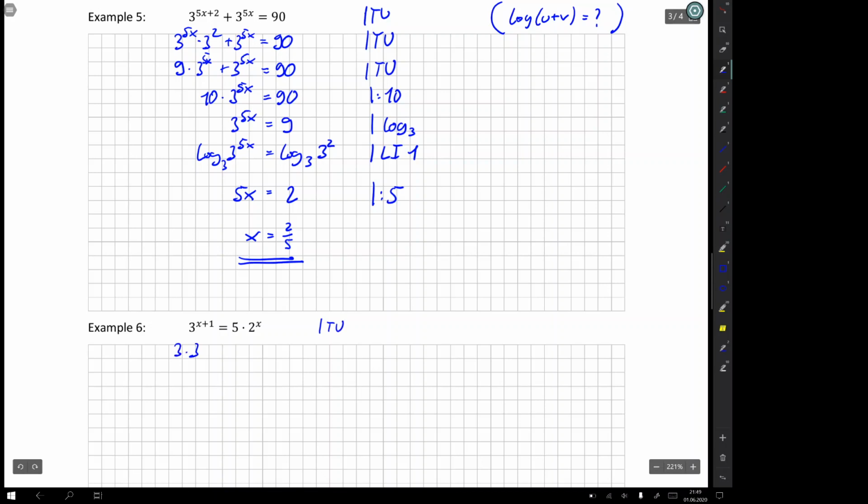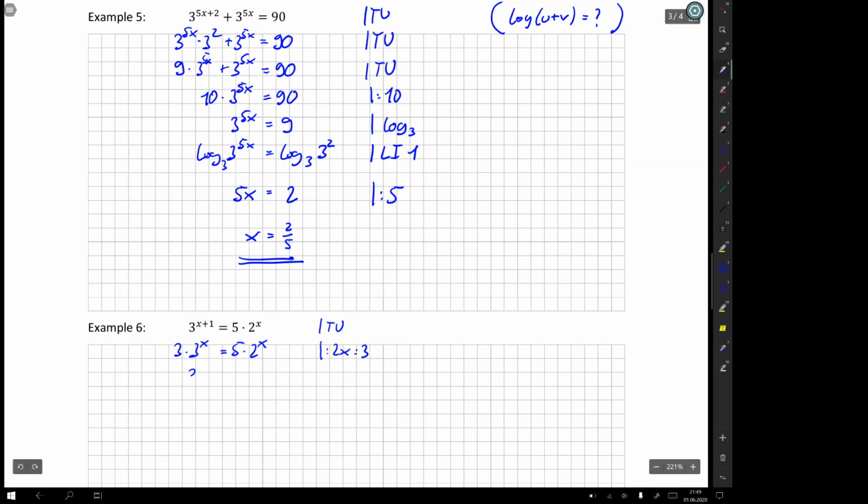We write that as 3 times 3 to the power of x, because 3 to the power of x plus 1 is 3 to the power of x times 3 to the power of 1. So that equals 5 times 2 to the power of x. Now let's divide by 2 to the power of x and by 3.